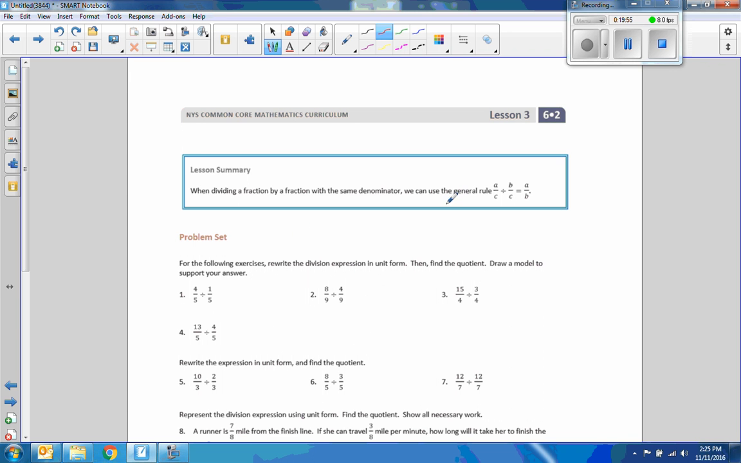Okay, that's the end of lesson 3. Now do your exit ticket, and when you get home, do your problem set.